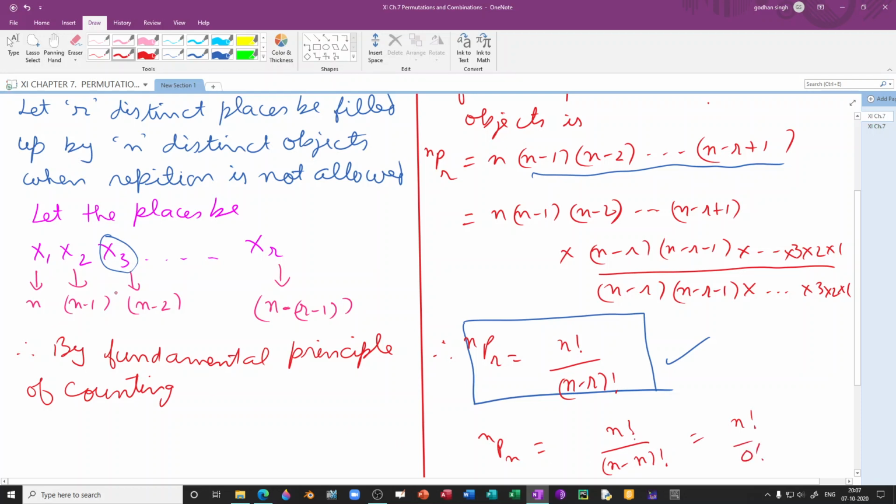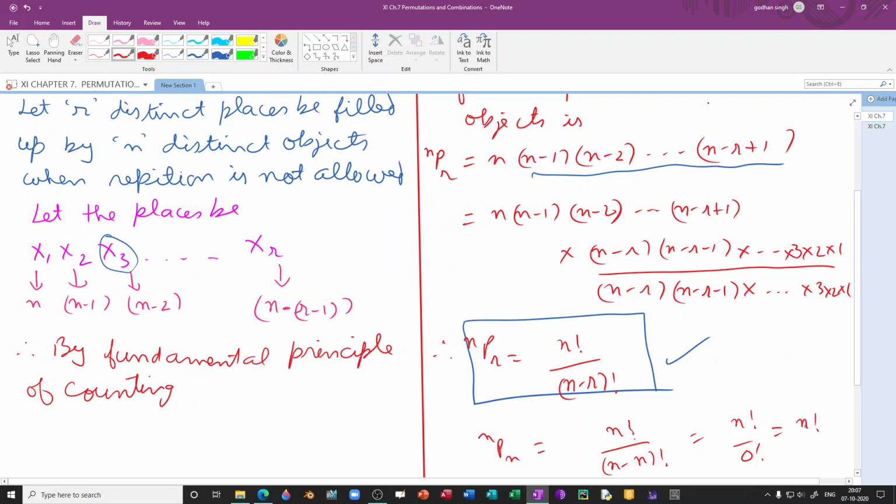Now let us go to our initial step. Since there are n places and they are to be filled by n objects, x1 can be filled up in n ways, x2 in n minus 1 ways, x3 in n minus 2 ways, and similarly the last place, in place of xr it will be xn, will be filled up in how many ways? In 1 way, because all objects will be utilized. So that means when we have to arrange n distinct objects at n distinct places and repetition is not allowed, that is equal to n factorial.